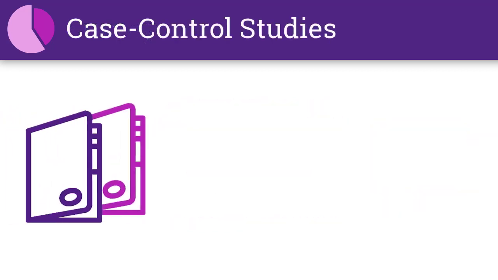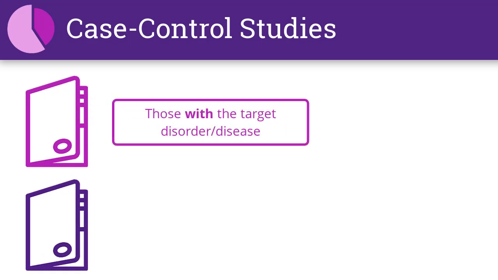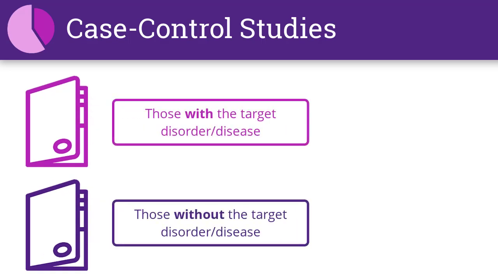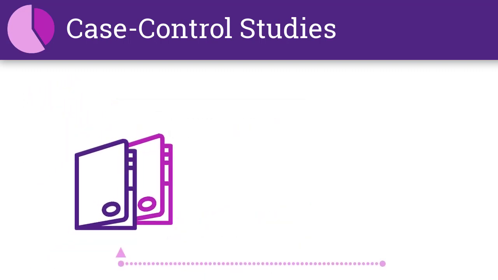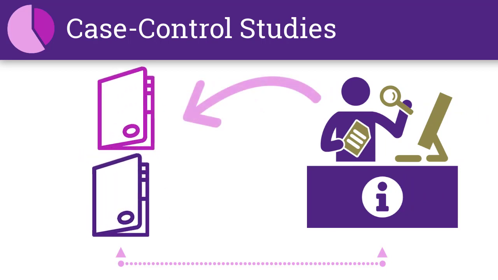Case control studies determine whether exposure to a factor of interest differs between cases, those with a target disorder or disease, and controls, those without the target disorder or disease. These studies tend to be retrospective in nature as researchers look back at existing data and separate people into groups.